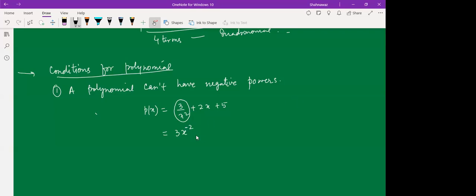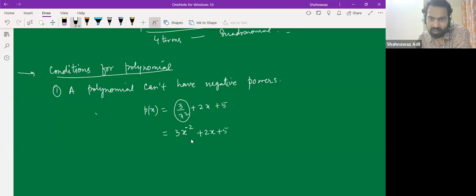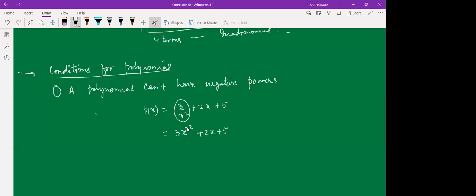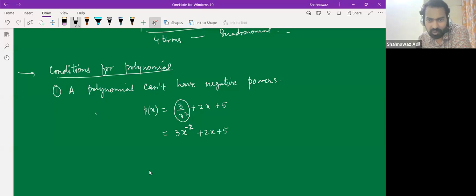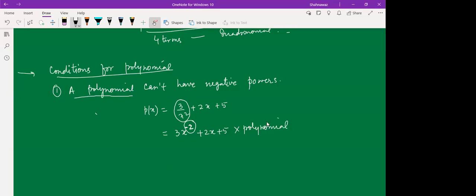So this is the simplification of these terms. You see, what is the power of x in these terms? Minus 2. We have a negative power in these terms. But the definition of polynomial says that it cannot have negative power. So this is not a polynomial.